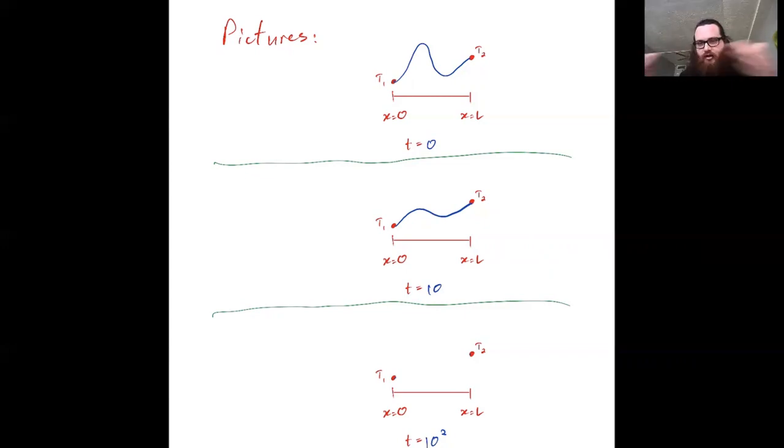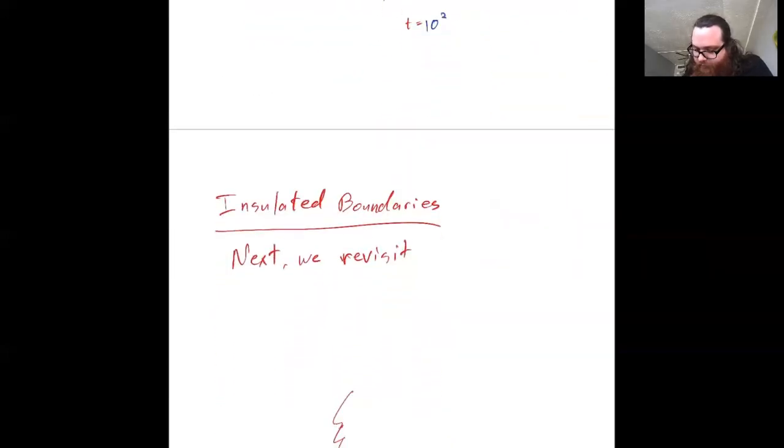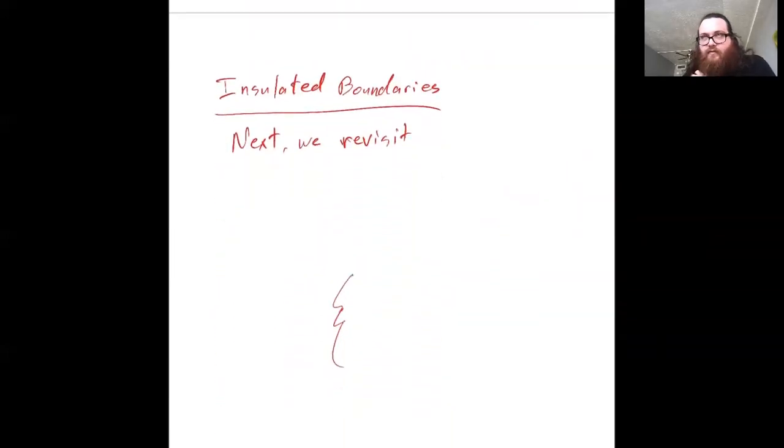Keep going, let the system flow for a bit more. What's going to happen? Well, eventually we expect a straight line connecting the two temperatures, okay? And that's what we computed a second ago. So that's what happens if we have fixed, or prescribed, temperatures at the endpoints. Next question is, what if instead of prescribing the temperatures, we prescribe something about heat flow?